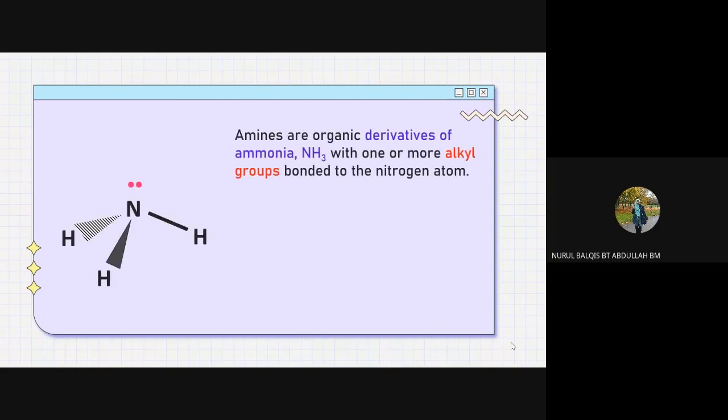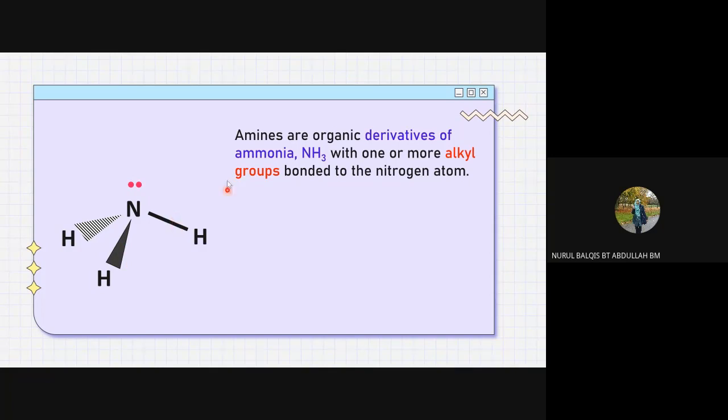Okay. So, as for the introductions, you need to know what is meant by this amine. So, amine is basically organic derivatives of ammonia. Asalnya, dia adalah ammonia. So, this nitrogen is from group 15. Bila group 15, kita kena ada 5 valence electrons around it. So, we have 1, 2, 3, 4, 5. Sebab itulah kita kata dia dari ammonia, dia akan tukar jadi apa. Dia tak boleh lebih daripada ni sebab dia kena octet. We have 2, 4, 6 and 8 and it comply with the 5 valence electron. 1, 2, 3, 4 and 5.